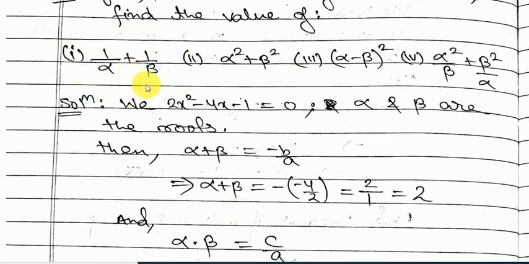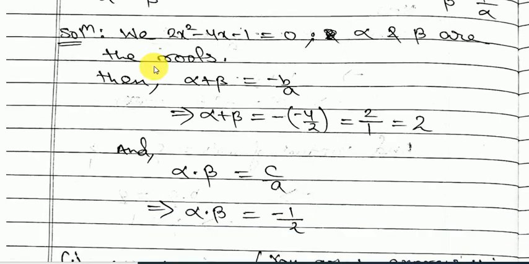Okay, but if you see the first one, it is 1 upon alpha plus 1 upon beta. What you have to do first, in order to use alpha plus beta and alpha into beta, is to write this expression in terms of alpha plus beta and alpha into beta. Okay, so let us see.